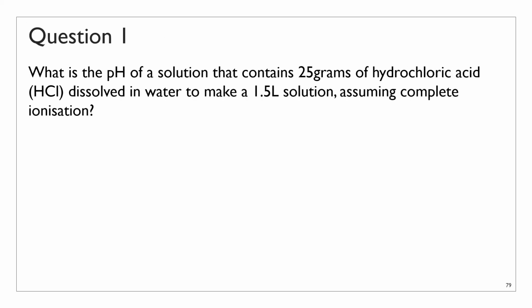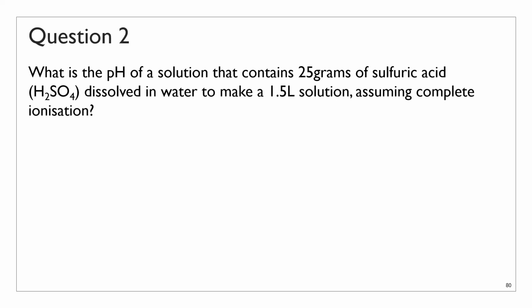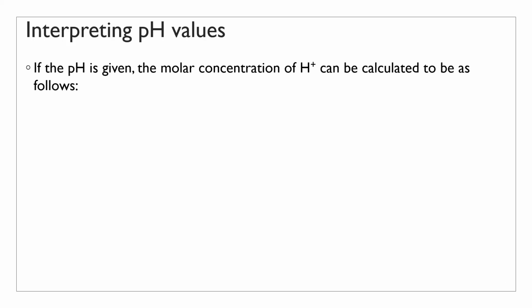Then, yeah, you can pause the video to complete this question, or you can just keep watching. We're just going to talk about another thing, and then we finish for today, I think. So the other thing is, if a pH is given, the molar concentration of hydrogen ion can be calculated as follows. So the concentration of hydrogen ion is 10 to the power of negative pH.